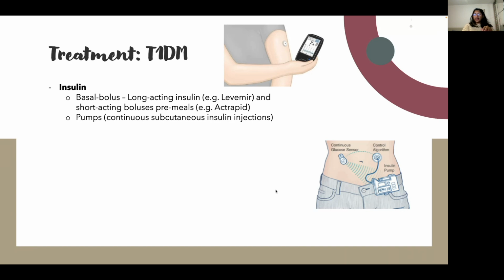This essentially is like replicating what our body normally does. So we normally have a baseline production of insulin, and then we release some in response to meals and rises in blood sugar. So you're trying to replicate that in the type 1 diabetic.